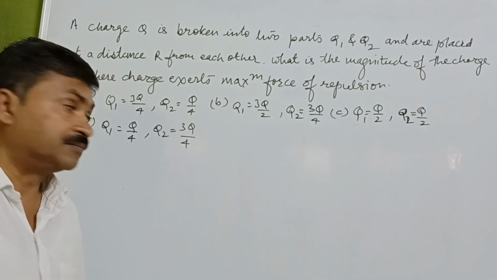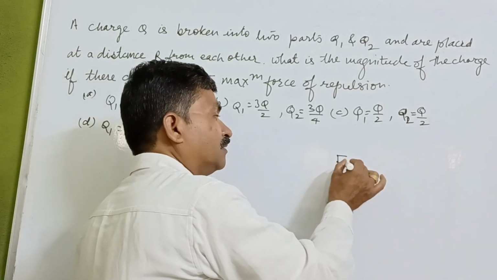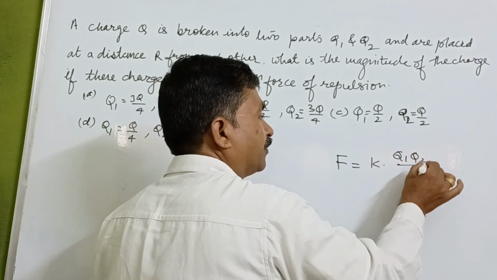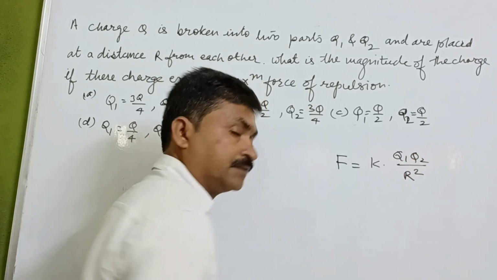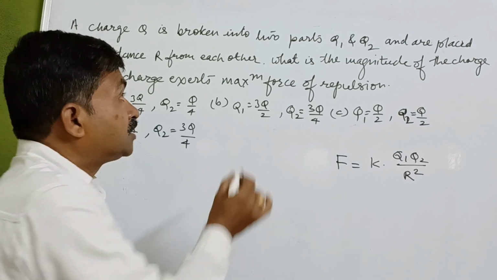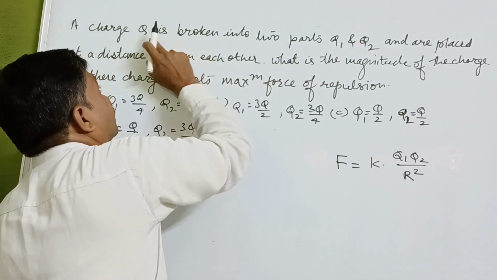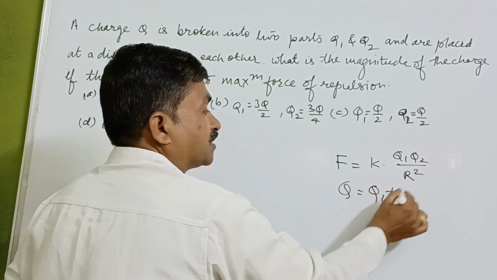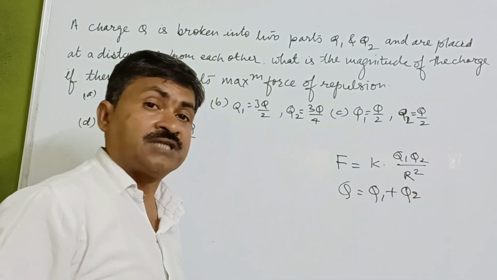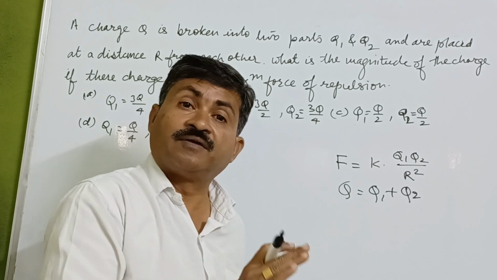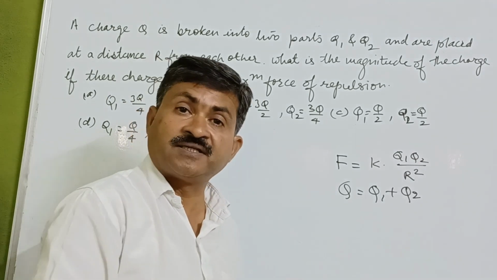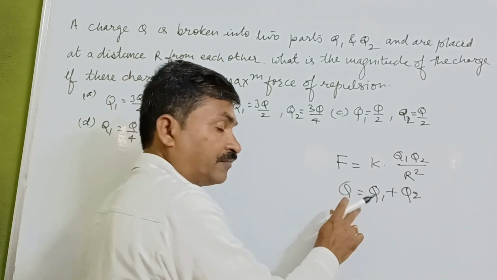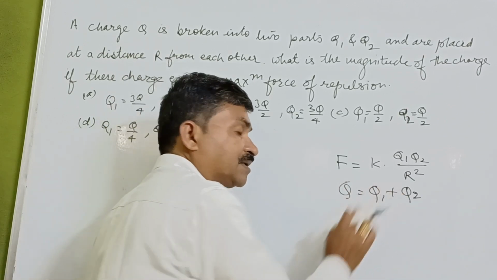Force of repulsion means we know Coulomb's law: F = k Q1 Q2 upon r square. Now, these two charges we have got from this, means Q will be equal to Q1 plus Q2, and both the charges will be of the same nature, so there will be force of repulsion. Like charges repel each other, whereas unlike charges attract each other. So here we have Q equal to Q1 plus Q2.